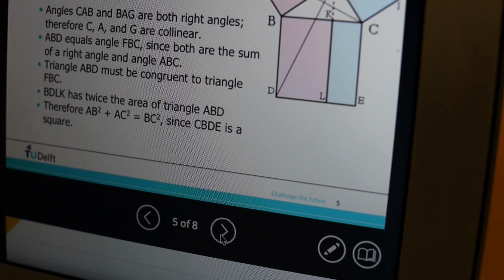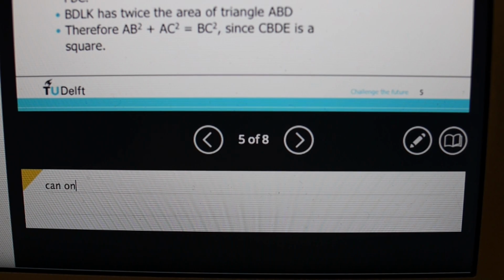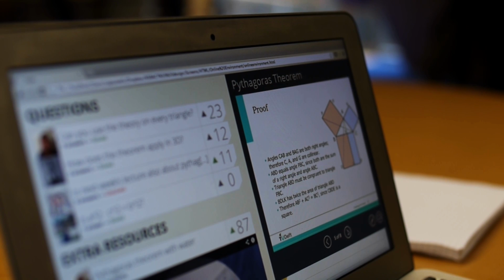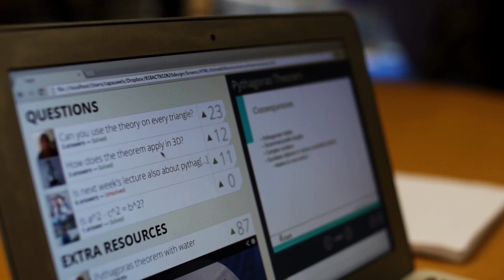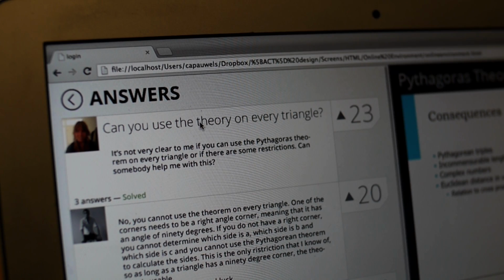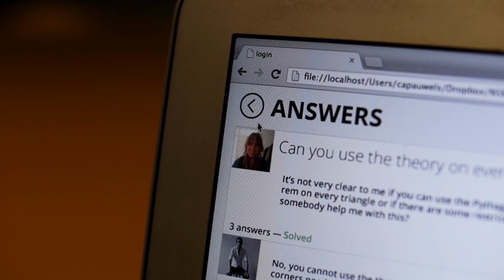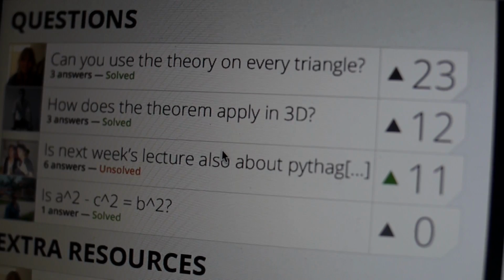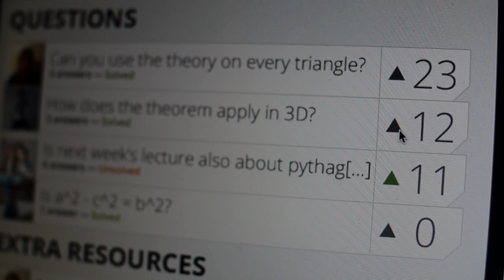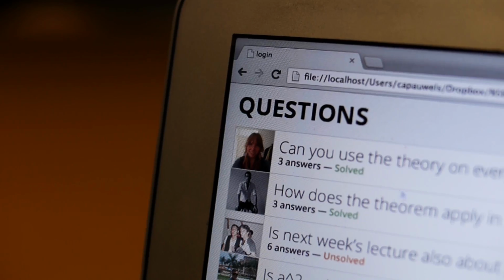Whilst browsing through the slides, the student can type in notes. He sees a fellow student has an issue with the proof of the theorem, a problem that he has also encountered. He can upvote this question, and questions with votes may be answered by other students.